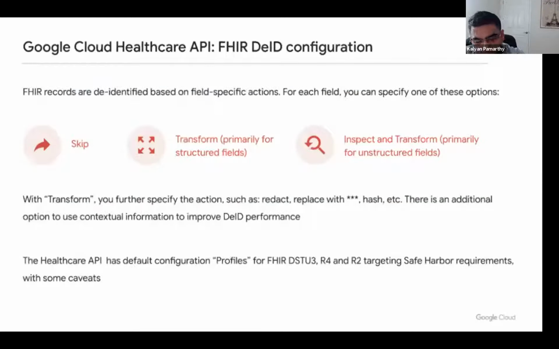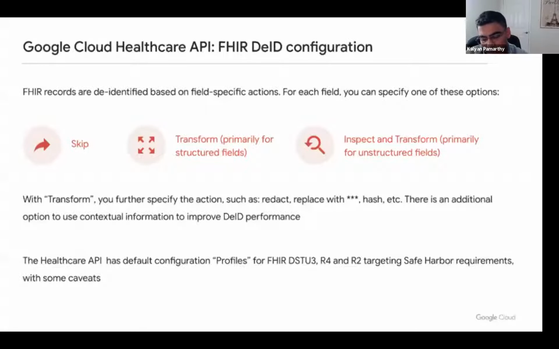We've got a lot of options in our healthcare DID. On a field level, you can decide whether you want to retain the field, which is the option to skip, whether you want to transform the field, or whether you want to conditionally inspect and transform the field, right? In the case of structured data such as FHIR, this is primarily about selecting the fields and transforming them. And with transformations, you have a lot of different options. You can redact the text, replace it with some special characters. You can use a customer-defined, chosen crypto hash to replace PII with the hashed information, with the value from the hash.